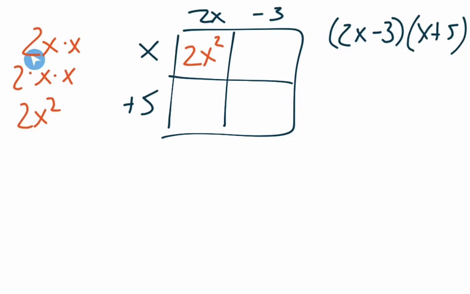Never in a million years would I want you to write that out, I just want you to have the opportunity to see it. X times negative 3 is negative 3x. 2x times 5 is 10x.